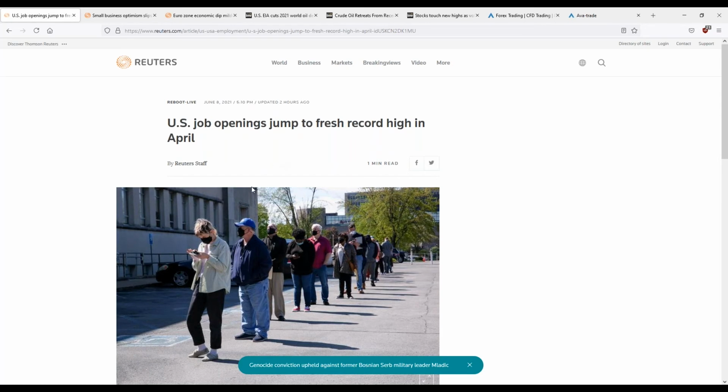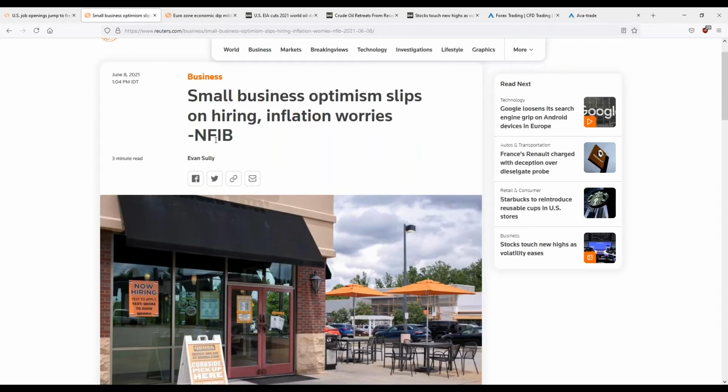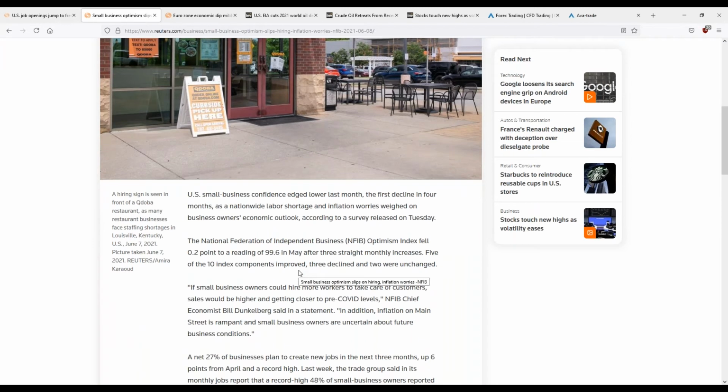The only problem with that is the next headline. Small business optimism slips on hiring and inflation worries. And so what they mean here is, yeah, there are a lot of job openings, and that's good news. It means the economy's opening back up and businesses are ready to open. The problem is a lot of people maybe are collecting unemployment still, and they just don't want to work. And so the small businesses especially are having trouble finding workers. There's a worker shortage in the US that's occurring right now.